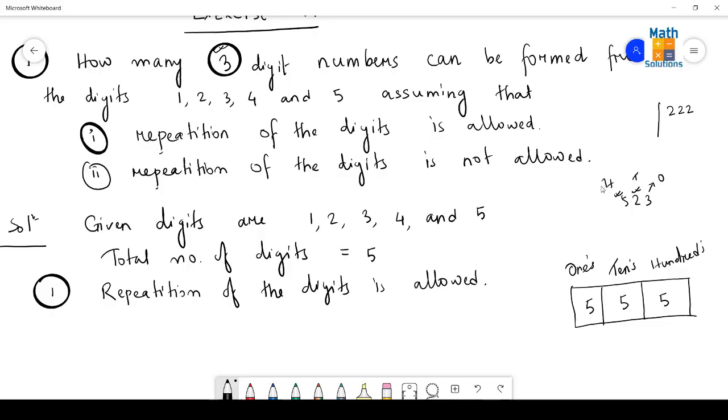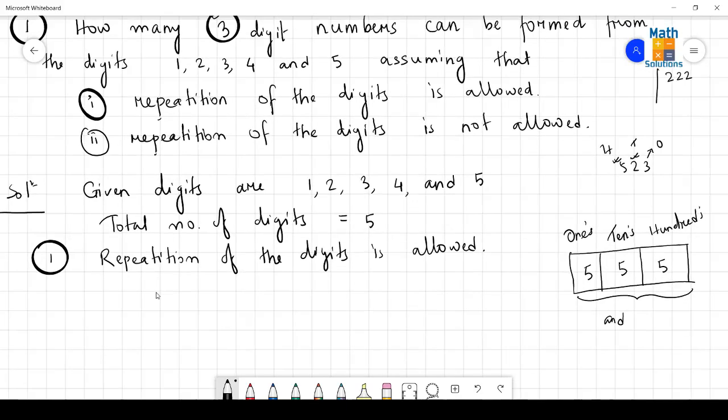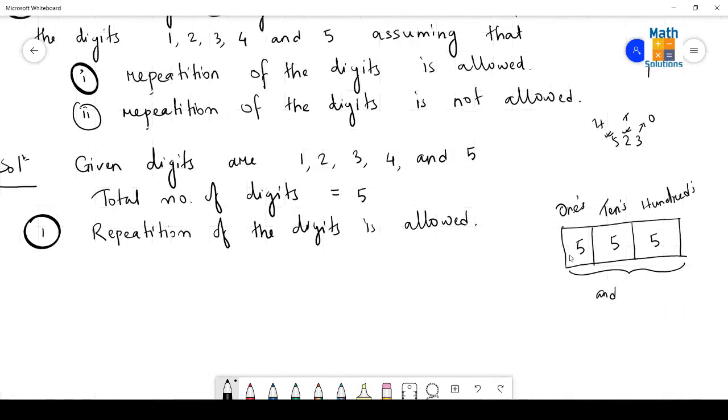Of course, fundamental principle of multiplication we have to use here, because we need all these three parts: ones place and tens place and hundreds place. This "and" stands for what? Multiplication. Fundamental principle of multiplication, which already I have explained in my previous video. So here in this case, while writing the solution for part Roman 1, how do I have to write?